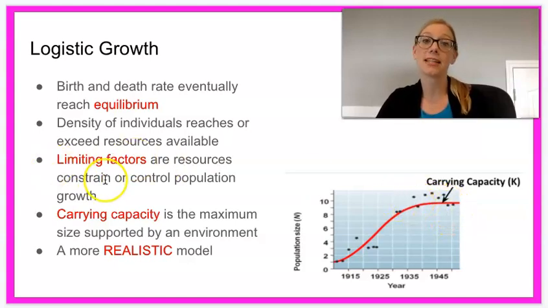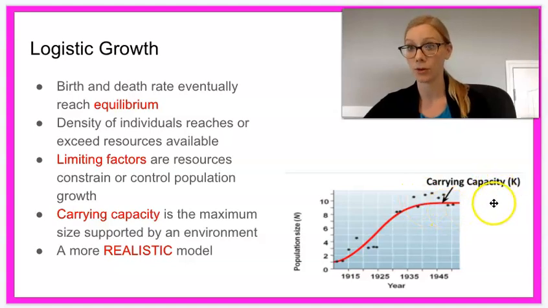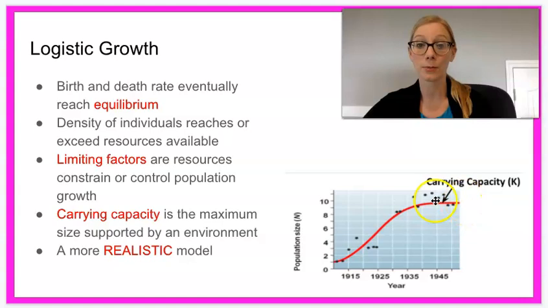And that happens because of limiting factors or limiting resources that are available. And so the population can't continue to grow. Maybe you run out of space or food, for example. And we call this maximum population size that can be reached in an environment your carrying capacity. We're going to represent it with K. It's where you notice that the line of your population size here sort of starts to even out. And this is a much more realistic model of population growth.